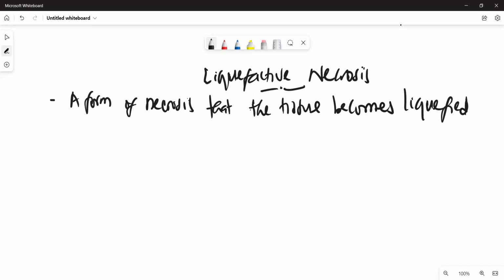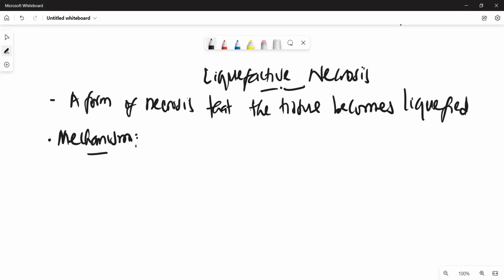And like we mentioned, when you look at these necrosis types, the way we name them is based on the gross appearance. So from the word liquefactive necrosis, I'm expecting those necrotic tissues to be what? To be liquid, right? What's the mechanism of this liquefactive necrosis?